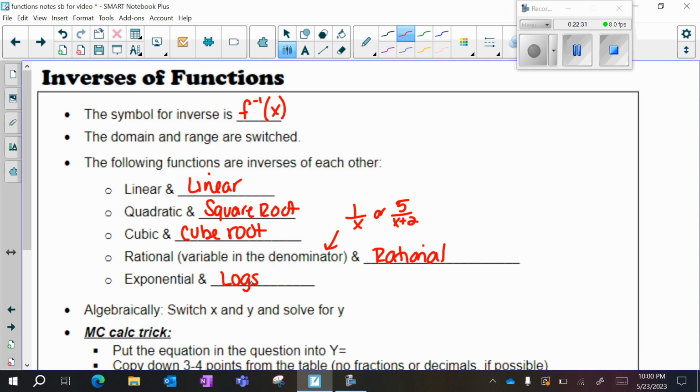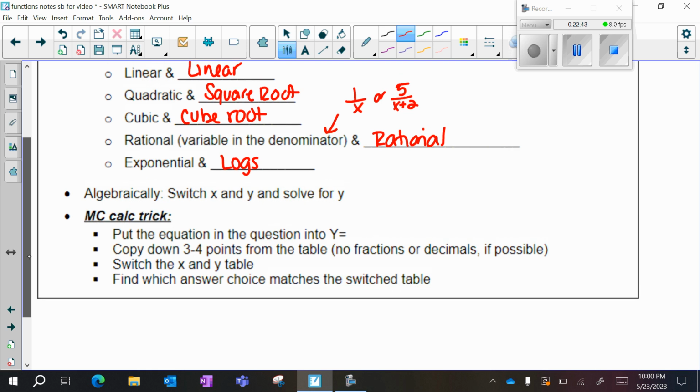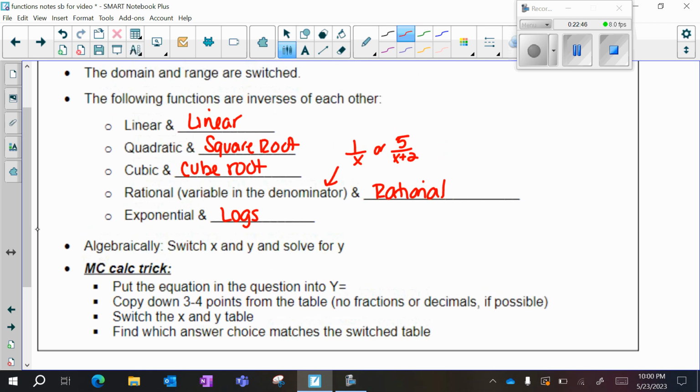In order to do this, we switch x and y. So your multiple choice trick is to type it in your calculator, switch your x and y, and match the tables. If you happen to remember the information that I just put up above with linear and linear, it can help you eliminate some answer choices. The other thing is that linear is always going to be a reciprocal slope. Square root is always going to be a plus and a minus. So that may help you eliminate some answer choices as well.